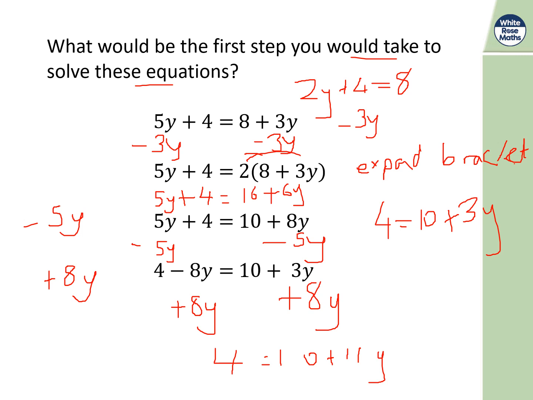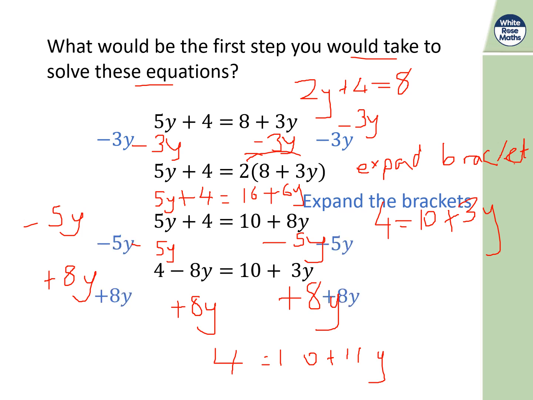So this is the White Rose Maths answer. They would have seen minus 3y, expand the brackets, minus 5y, and plus 8y. So same as me. But again, there is no one right answer. For the first one, I could have taken 4 off both sides, and for the third one, I could have taken 10 or 4 from both sides, and even the fourth one, I could have taken 10 or 4 from both sides.